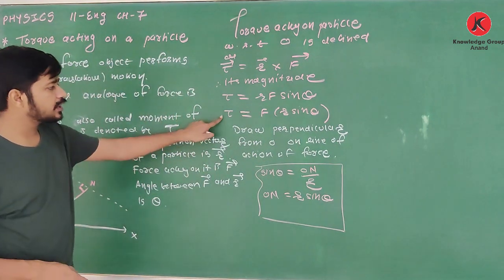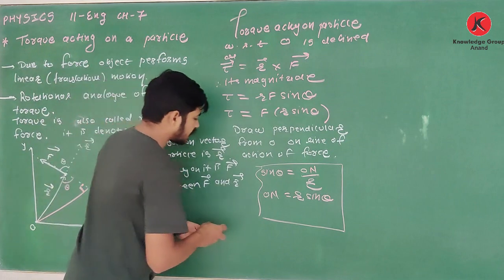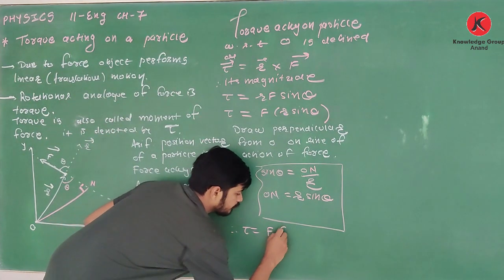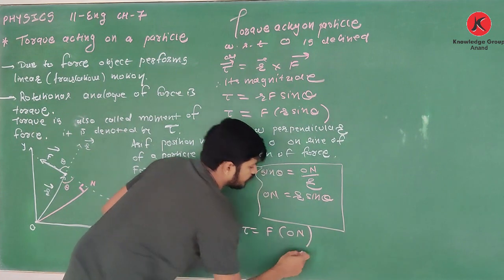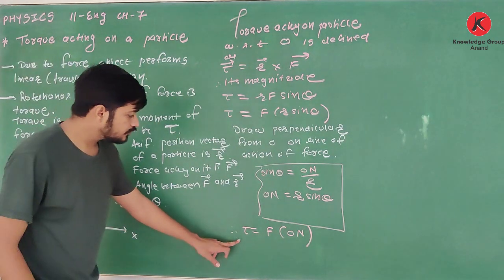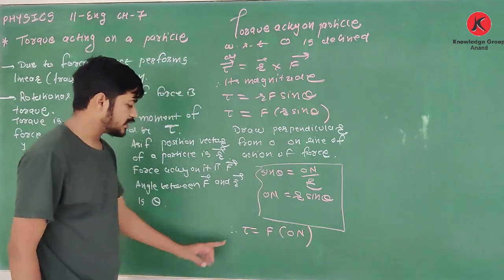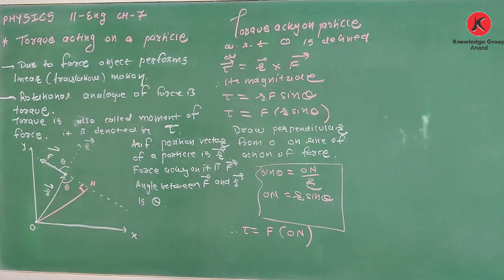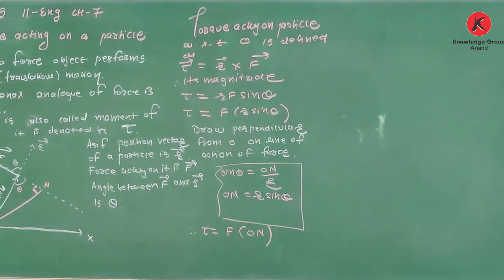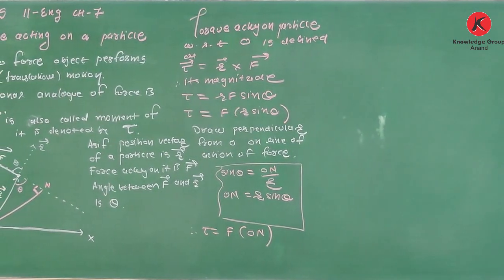So now in this equation, I will replace r sine theta by ON. Therefore, tau is equal to F into ON. Clear? Any doubt? Now what is tau and what is ON?